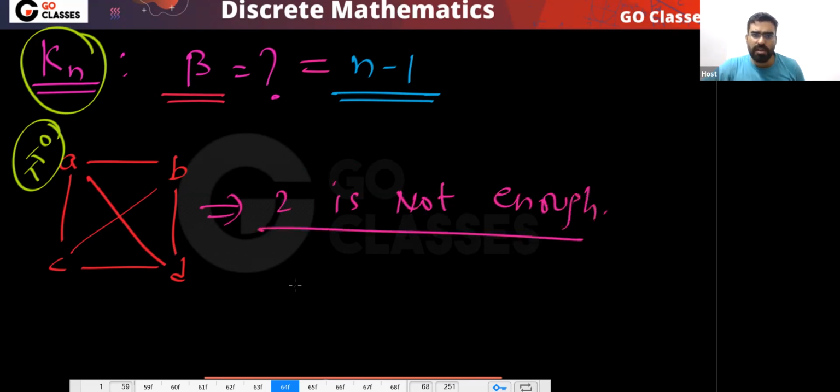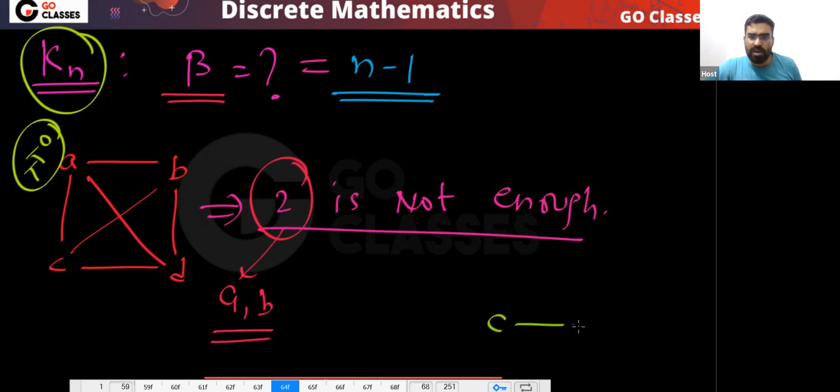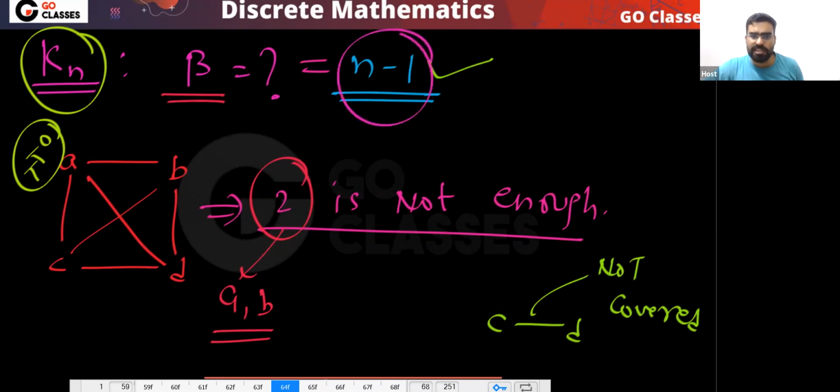Two is not enough because if you take 2 vertices, then the remaining 2 vertices will have an edge. Let's assume you take A, comma B. These 2 vertices you take. Then this edge is not covered. Yes or no? So you need n minus 1 vertices. These n minus 1 vertices will cover all the edges.